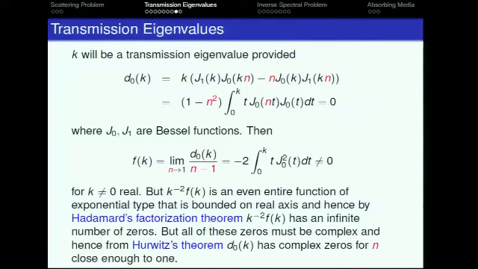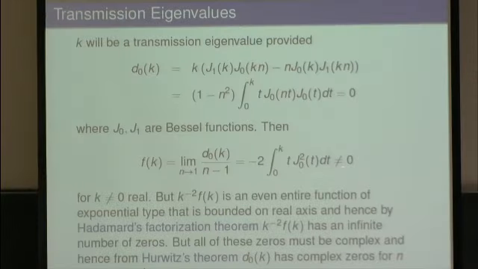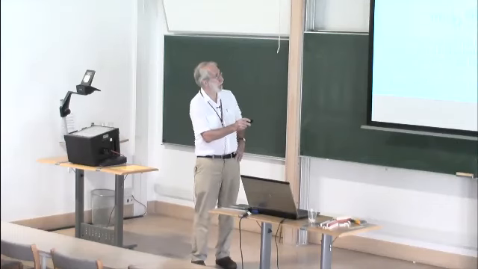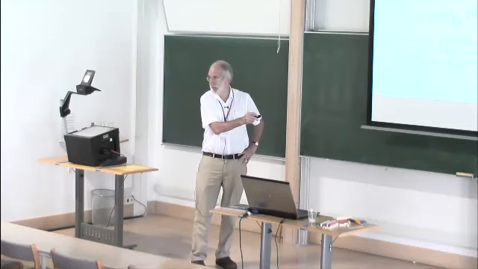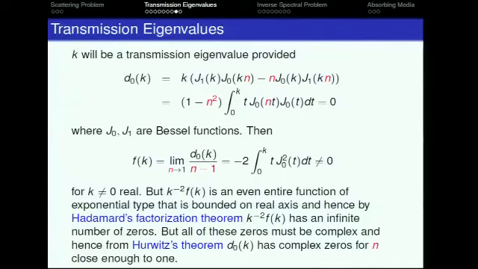And then if you look at this limit, this analytic function of k, you'll see that in the limit you get this, which is not 0. But k squared times k to the minus 2 f of k is an even entire function of exponential type that is bounded on the real axis. And by Hadamard's factorization theorem, k to the minus 2 f of k has an infinite number of zeros, but all these zeros must be complex because there are no real zeros. It's not equal to zero, this is obvious. So since they all must be complex, from Hurwitz's theorem, d0 of k has a complex zero if n is close enough to 1. So again, it's a nice example.